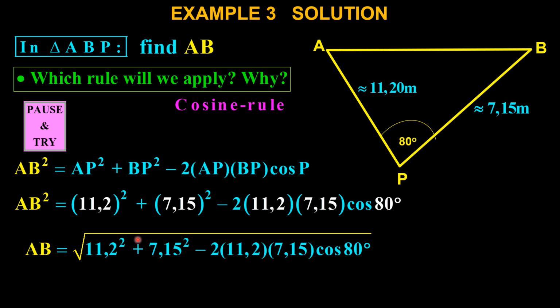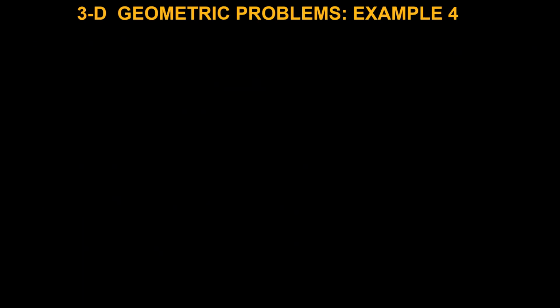You don't have to work it out separately. Leave the answer on your calculator, find the square root, and then use the answer, whichever way. And there we calculate AB's length is 12,2 meters. And there we solved our problem. Okay, let's go to another question.